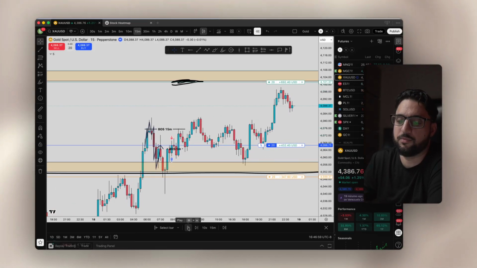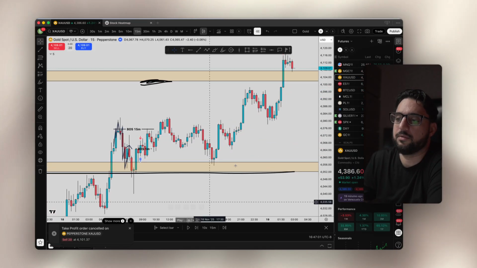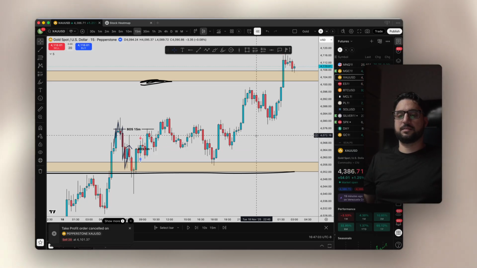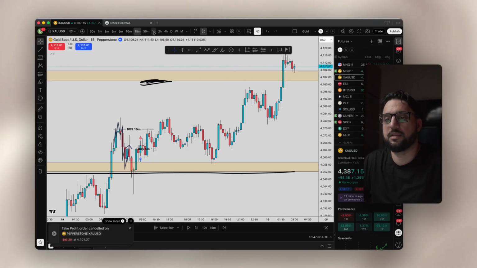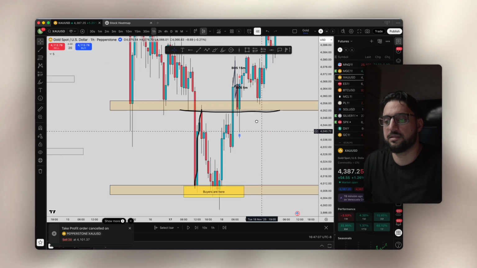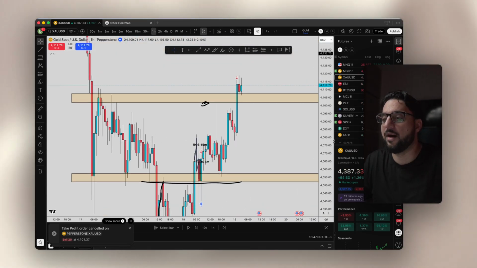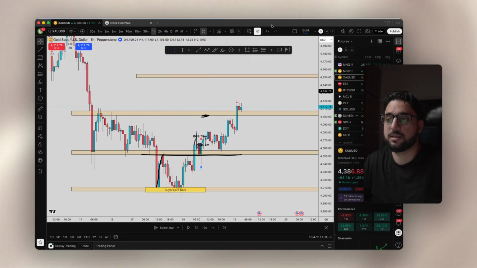And there we go. Well, it almost got there. So there we go. Okay. And that's how I would have traded the concept of ICC for this scenario. Now it's a lot easier, right? Because this was the beginning of this bigger reversal on the 1 hour, right? We're on the 1 hour.